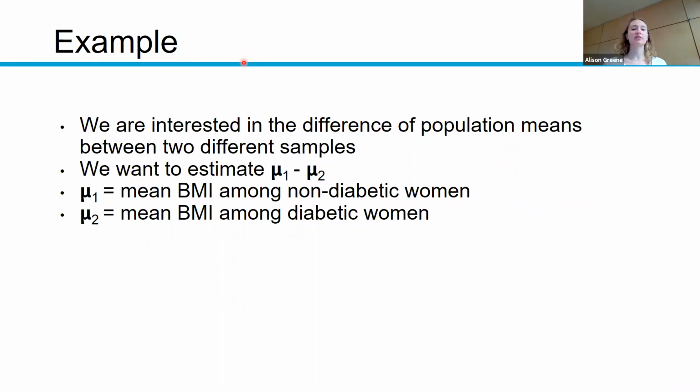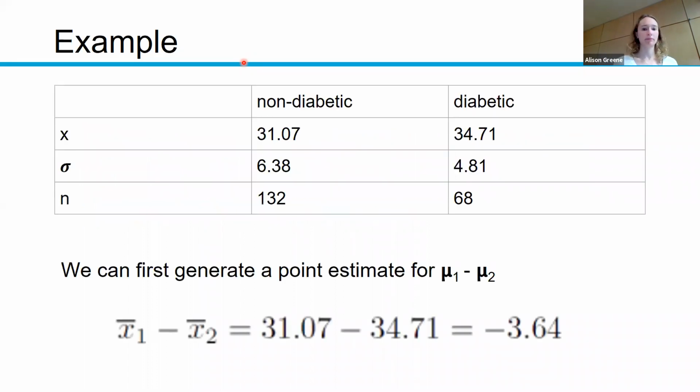We're interested in the difference of population means between two different samples, and we want to estimate the mean difference. We're going to call mean 1 the mean BMI among non-diabetic women, and mean 2 the mean BMI among diabetic women. We want to compare them and see if they're different. So we have this data, and we're lucky enough to know the true population standard deviation. These are our sample, there should be a bar here, our sample means and the sample sizes from those two populations.